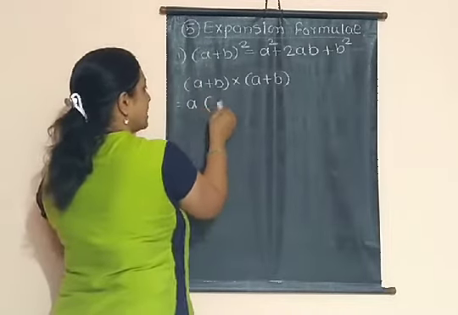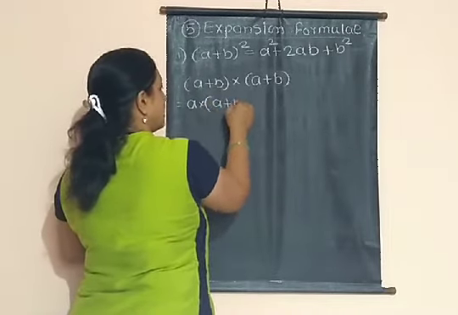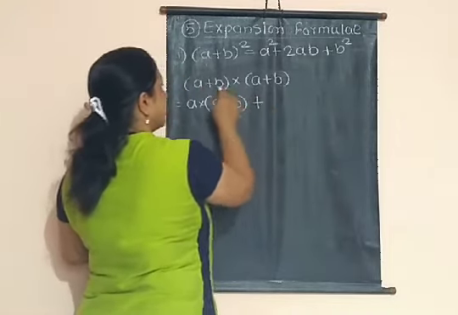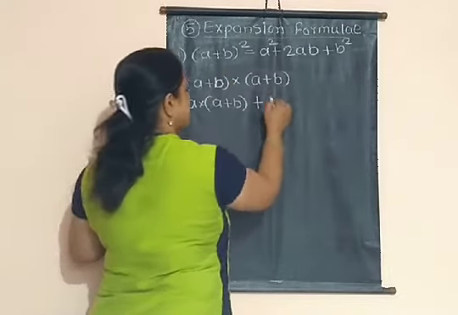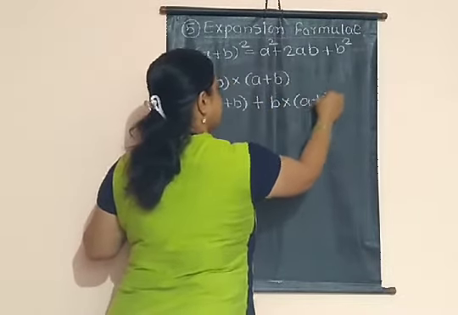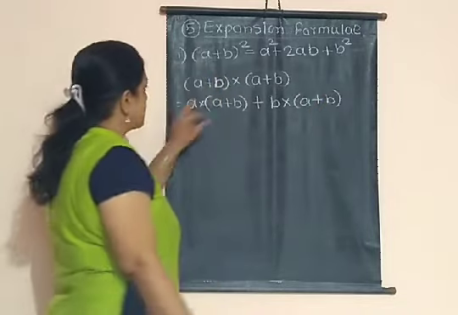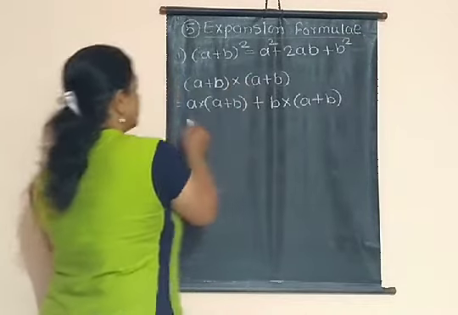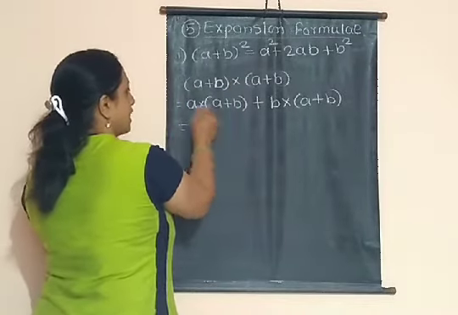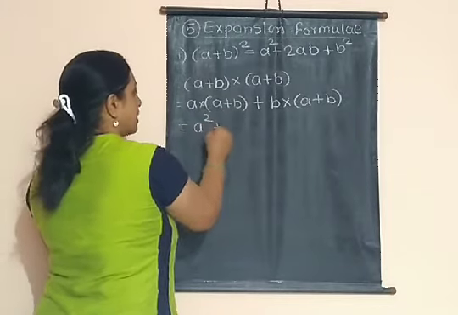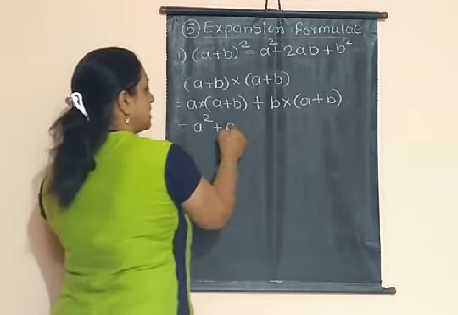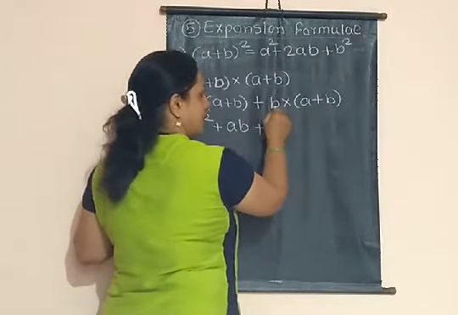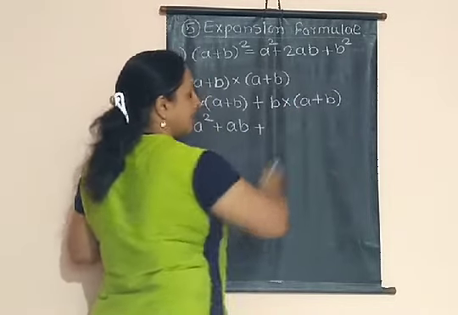So you can write it like this: a into (a plus b). First we multiply a with this term. Then we multiply b again with this term, that is b multiplied by (a plus b). First we multiply by a, then by b separately. Then let us expand this. a multiplied by a is a square, plus a multiplied by b is ab. Got it? Then b multiplied by a is also ab.